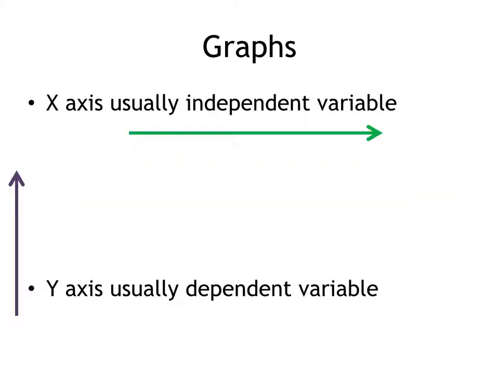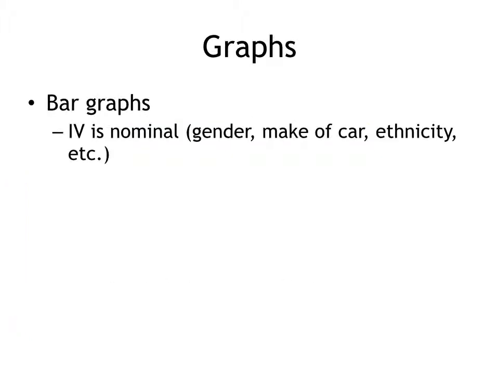I want to point out just a few things about graphs that were discussed in the textbook. Remember that we usually use the x or horizontal axis for the independent variable, and the y is usually the dependent variable. Bar graphs are useful especially if the IV, the independent variable, going across the horizontal x-axis, is nominal or categorical. So things like gender, the make of the car, ethnicity. Those are good for bar graphs where we've got categories.